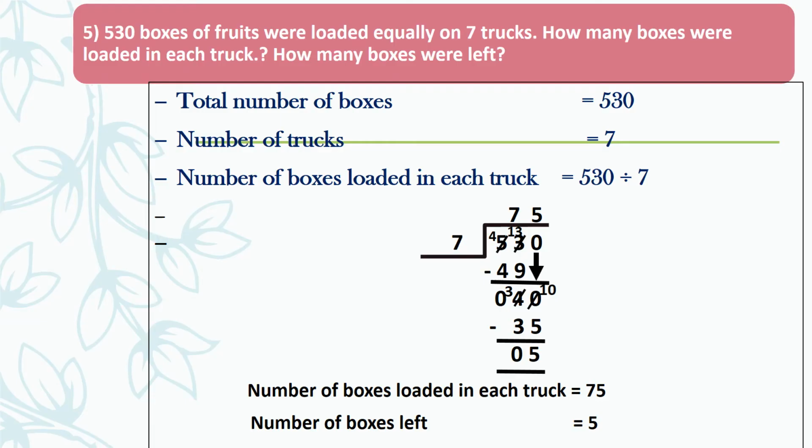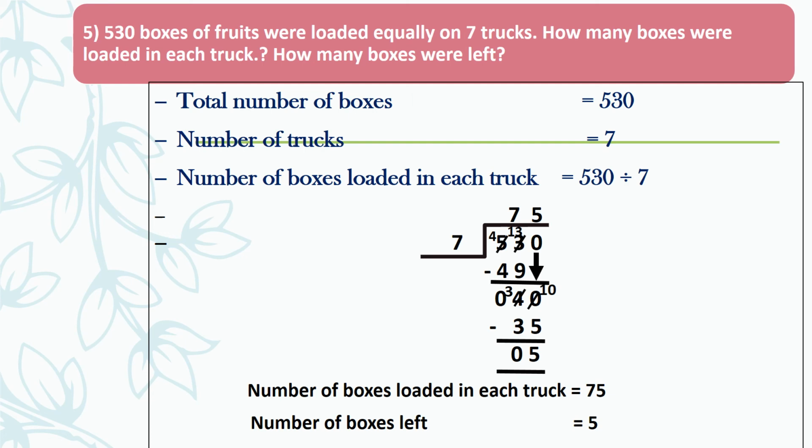Now let's see one last sum, which is: 530 boxes of fruits were loaded equally on 7 trucks. How many boxes were loaded in each truck, and how many boxes were left? Now, let us see the information that has been given. We know that there were a total of 530 boxes and they were equally shared in 7 trucks. So we know that it is equal sharing and we need to divide. What is the question they have asked? How many boxes were loaded in each truck and how many boxes were left? So we have 2 questions for this sum. So let us find out by using the division method.